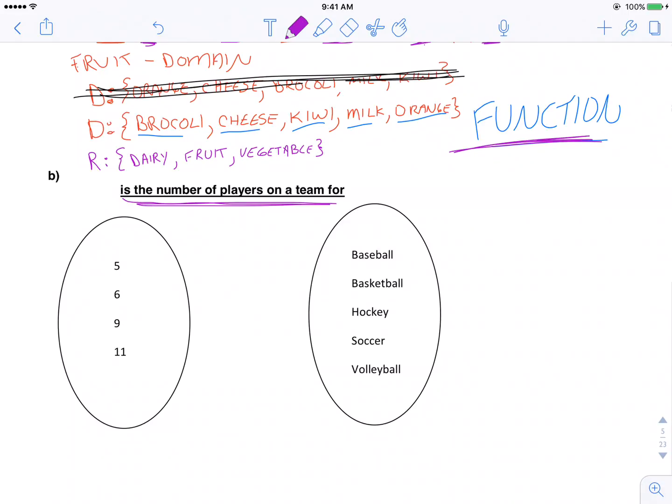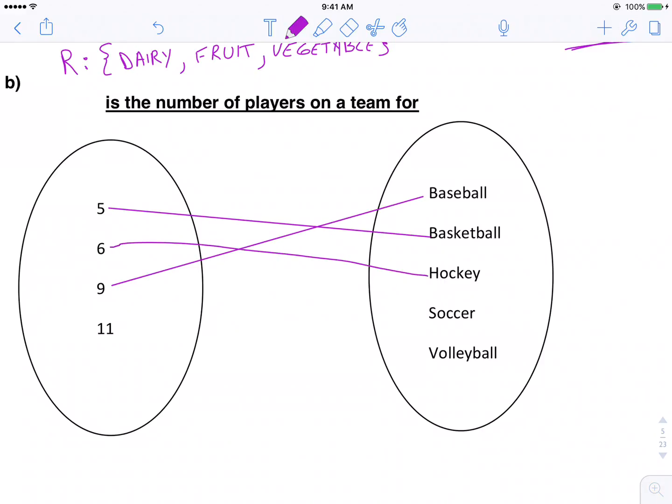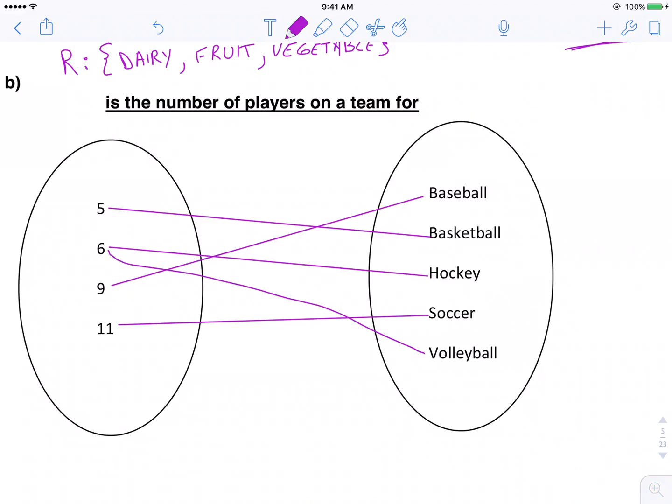Example B: 5, 6, 9, 11 is the number of players on a team for baseball, basketball, hockey, soccer, volleyball. Now the good thing is both our arrow diagrams are already set up for us, in alphabetical order or numerical order, and we just have to fill in the arrows. On a baseball team, how many players are on the field? 9. On a basketball team, how many players on the court? 5. On a hockey team, how many players on the ice? 6. Soccer team, how many players on the field? 11. And volleyball team, how many players? 6. So there's our arrow diagram.